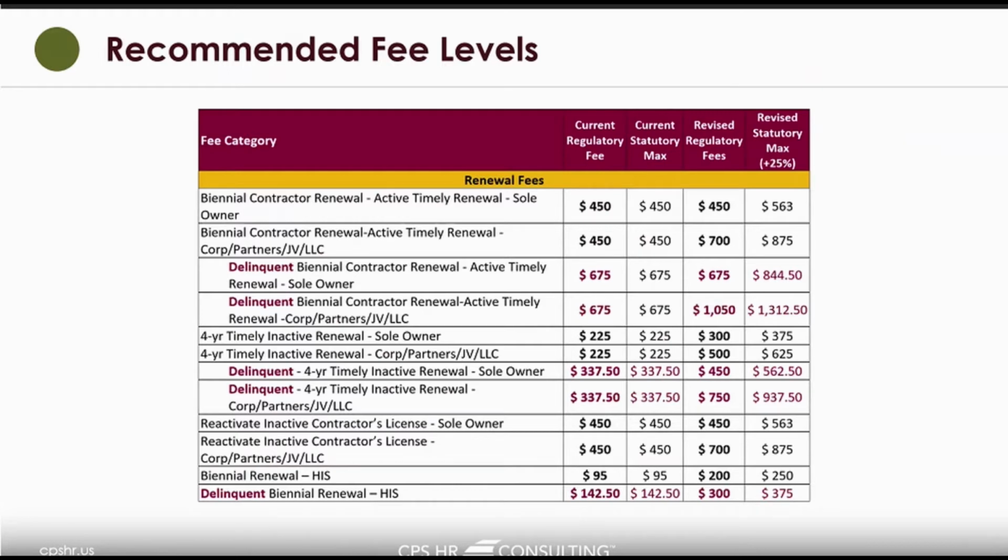Great, renewal fees. Okay, so a lot of fees on this slide. Everything here minus the bottom two rows has to do with sole and non-sole owner renewal type of fees. The bottom two rows are for the home improvement salespeople. So again, here, the non-sole owner fees have increased across the board, compared to the sole owner fees, which have maintained the same amount with the exception of the 4-year timely and active. We recommended that for the sole owners, that increase from 225 to 300. Otherwise, it's the same fee level for the sole owners there. Next slide, please.